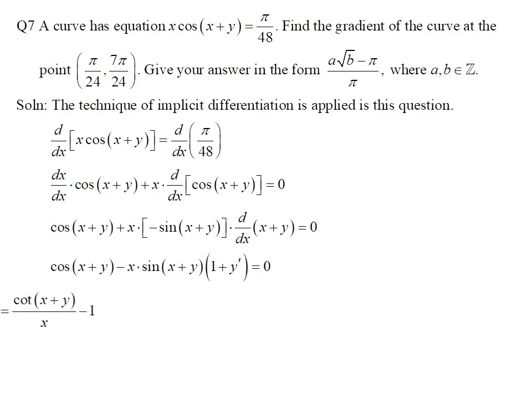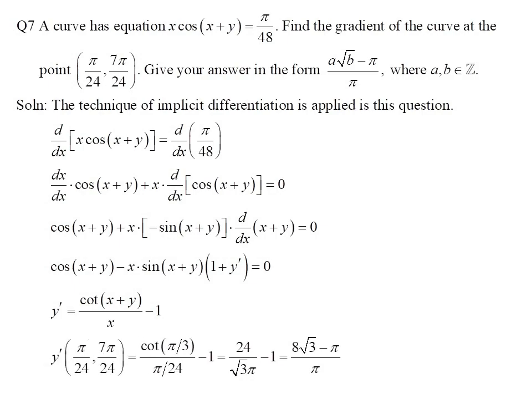And finally, y prime equals cotangent of (x plus y) over x, then minus 1. Hence the gradient of the curve at the point (pi over 24, 7 pi over 24) equals cotangent of pi over 3 over (pi over 24) minus 1, which equals 8 (square root of 3 minus pi) all over pi.